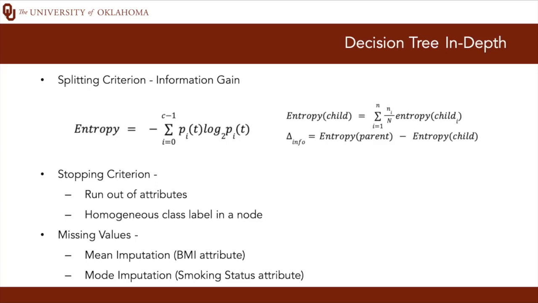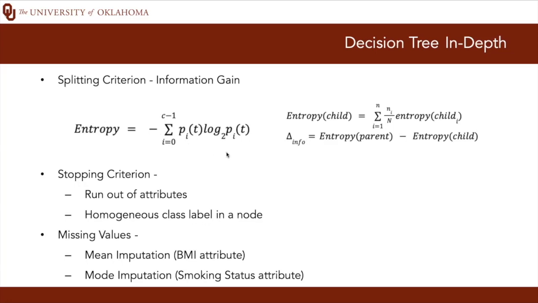For entropy, entropy is measured using the equation shown here. Here, P_i,t is the fraction of instances belonging to a class i in node t. And C is the total number of class labels, which in our case is 2, since a person either is susceptible to stroke or is not. So this is how we calculate entropy at a particular node.